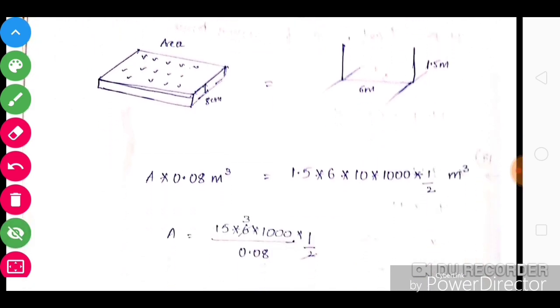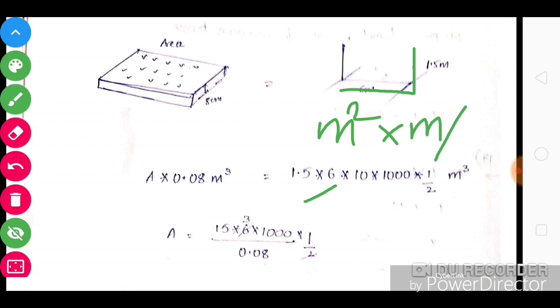Right, see here. So this is a canal, a rectangular canal. So the cross-section area will be length into breadth, 6 into 1.5. Okay, that is area. How will you get volume? It is in meter square. If you observe the speed of water, it is in kilometer per hour. We can convert it into meter per second. So meter square into meter, it will be meter cube per second.